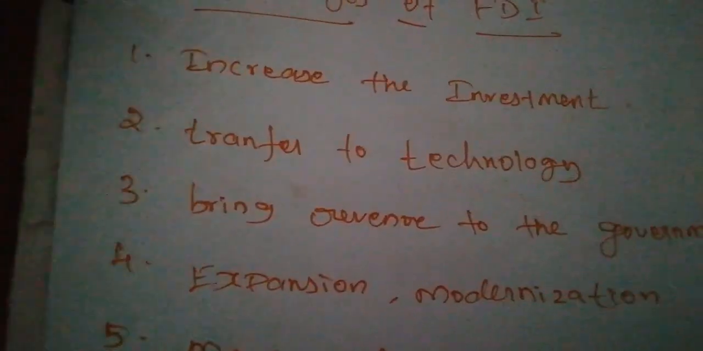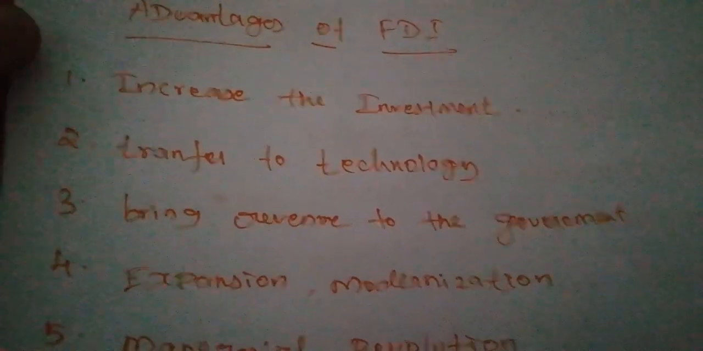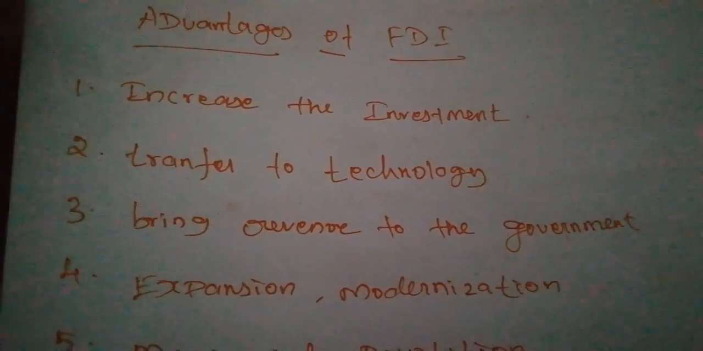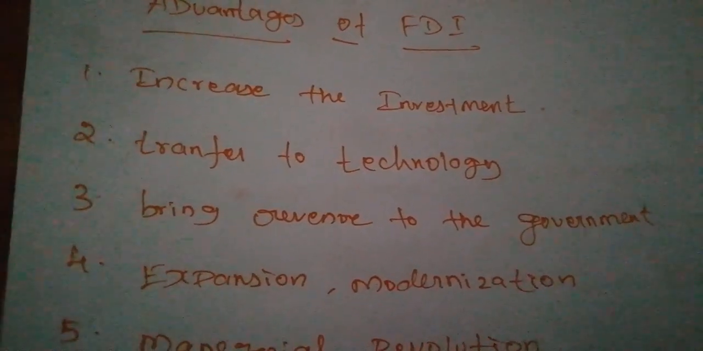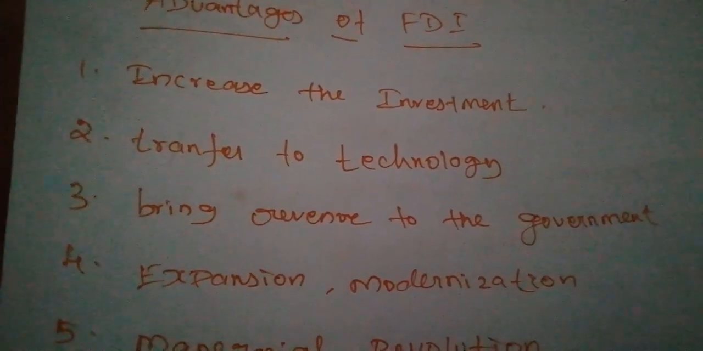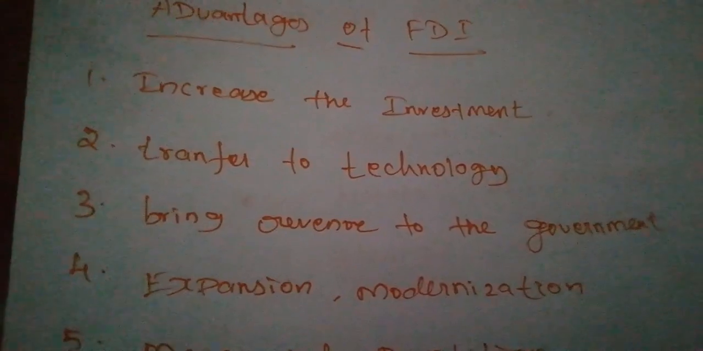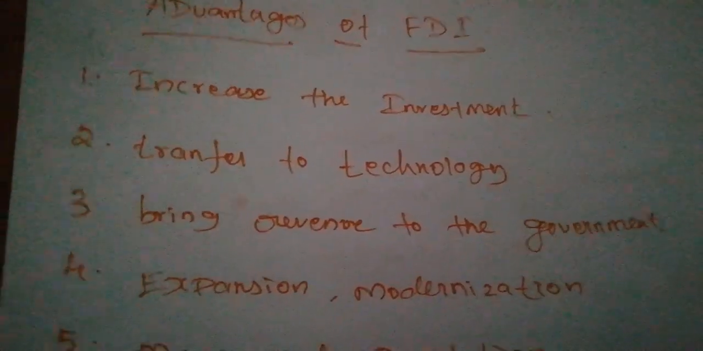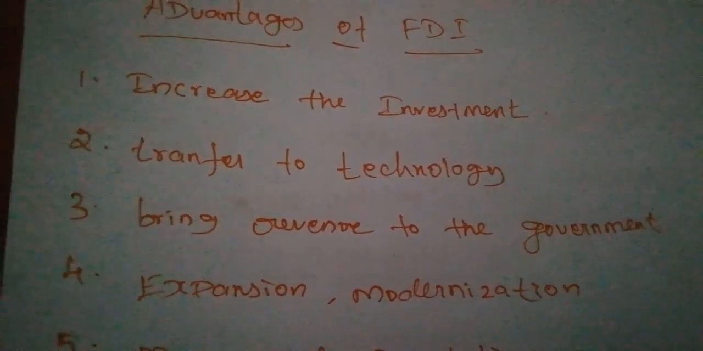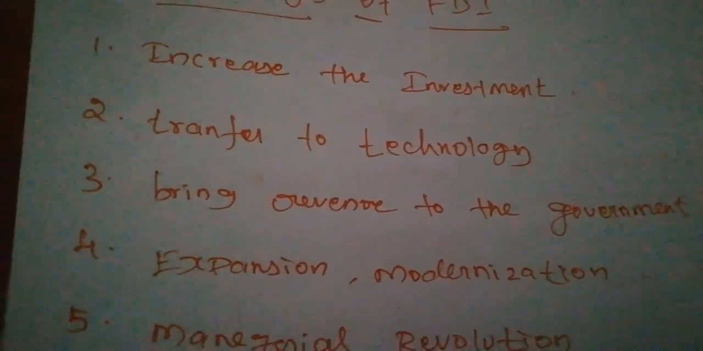Next, acquisition of resources. We are in need of more resources. If you want to produce any commodity or different types of commodities, we need a sufficient level of resources. If we don't have sufficient resources, we can easily import them from another nation, which has made an investment in our nation.